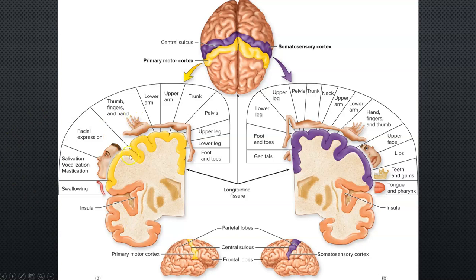So here is a little bit of a sneak peek of what we're going to talk about later, these homunculi. But here we can see the frontal lobe and the parietal lobe, as well as the central sulcus, and we can talk a little bit more later about what these are. I know they look quite weird.